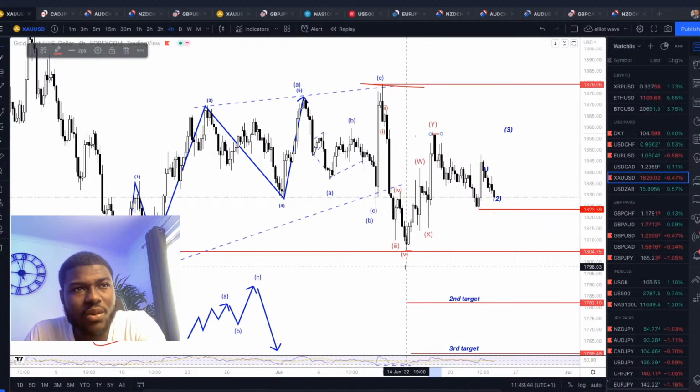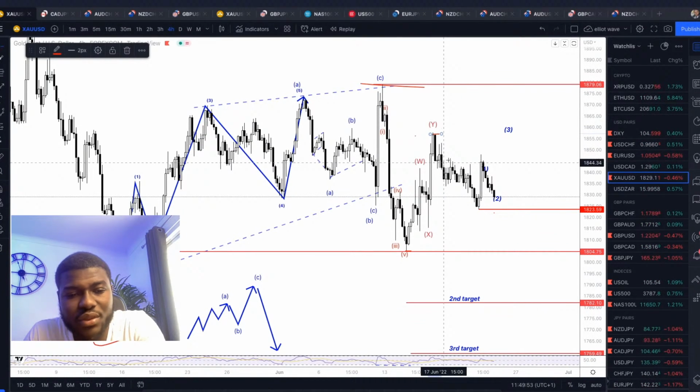So that correction now, I thought it was in form of WXY, which I thought has ended here. That was one of the reasons why we picked this buy position on Monday from this region here, anticipating it to get to as low as this first target. But it didn't get there. We saw the reversal, but before then we have already locked our position and closed part of our profit.